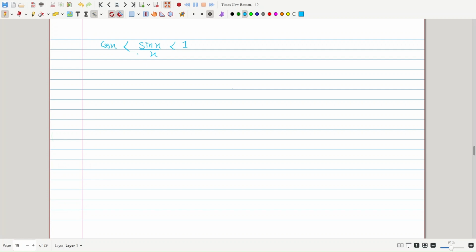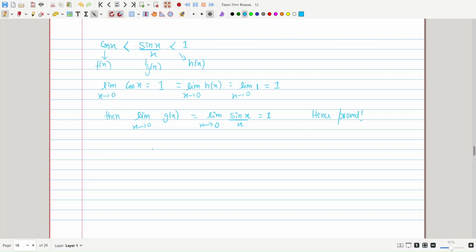Now can you see something? The first function is f(x), the second is g(x), and the last one is h(x). Now limit x tending to 0 of cos x and h(x) give the same value. So we can use the sandwich theorem, which says g(x) should also tend towards the same limit, and this proves our theorem 3, limit x tending to 0 of sin x by x is equal to 1, hence proved. Similarly, you can prove the other one. You can try it yourself. It just uses the identity 1 minus cos x is equal to 2 sin square x by 2.